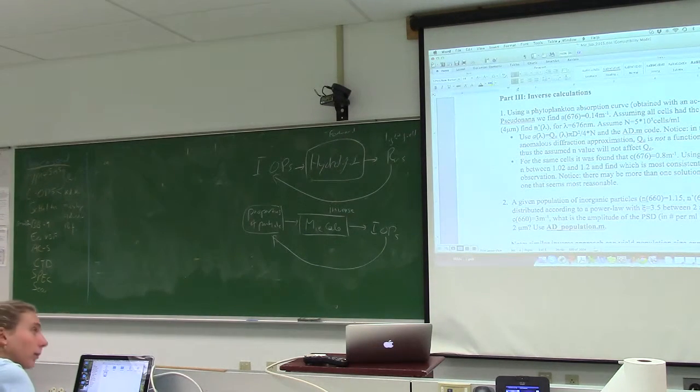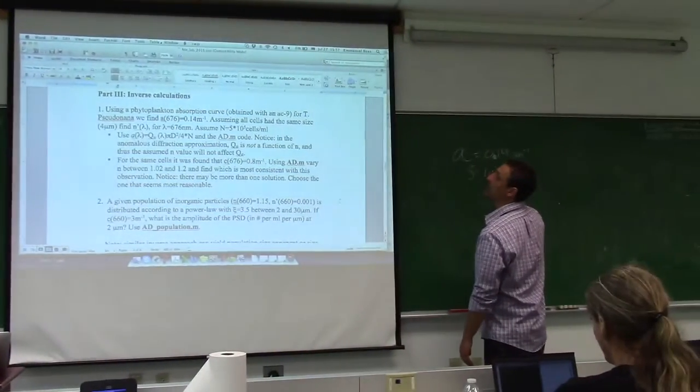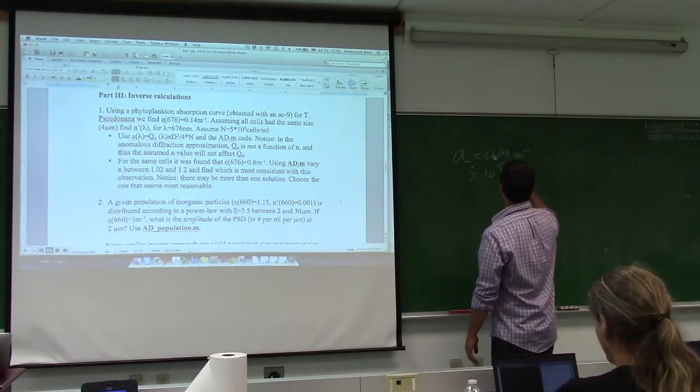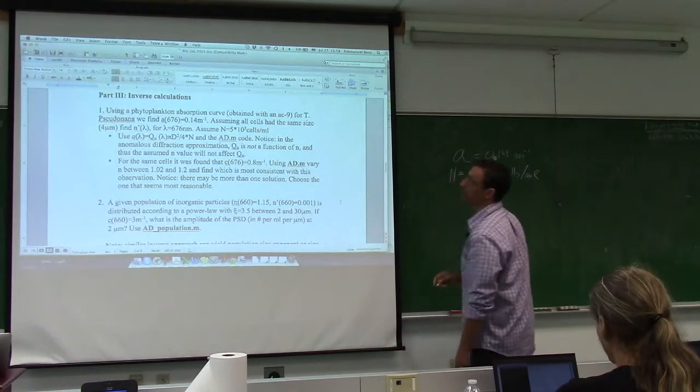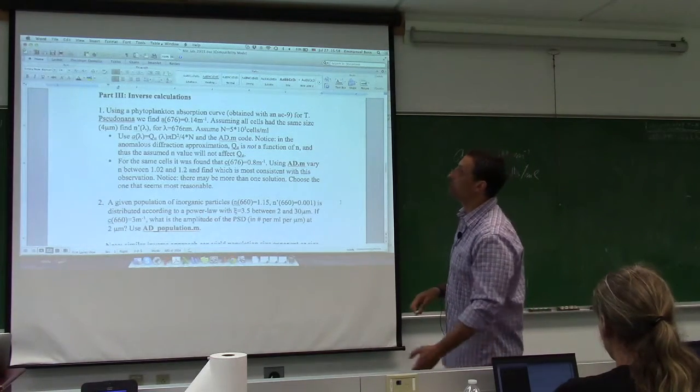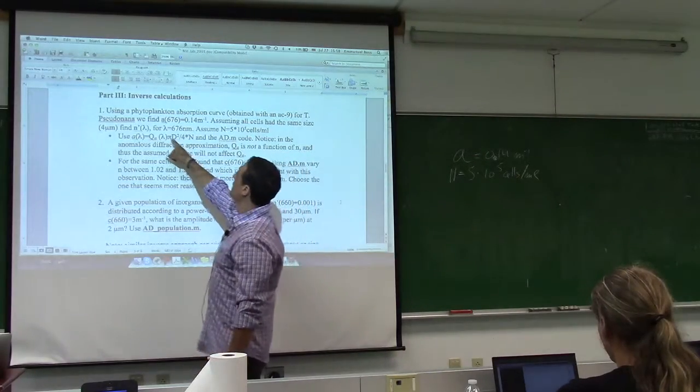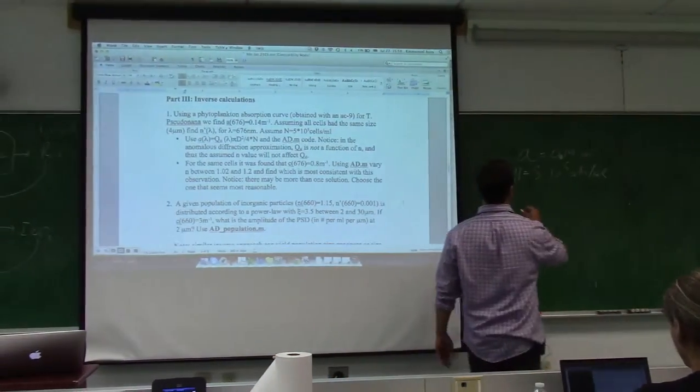And it's a culture of a diatom. Independently, I had an undergraduate, because they're usually the ones counting cells, count individual cells to tell me how many there were in my dish. And this undergraduate who works for me said 5 times 10 to the 5th cells per ml. So these are the numbers, and I'm measuring at lambda 676.